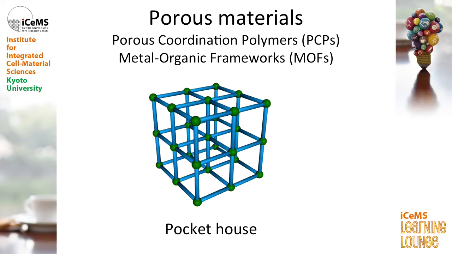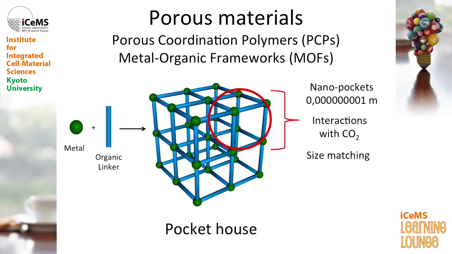And in the field of porous materials, there are very promising materials called porous coordination polymers or metal organic frameworks. These materials are composed of metal ions and organic linkers. If you combine these two components, you end up with a highly porous material, highly ordered in a three-dimensional structure. So I call it here a pocket house. And these pockets are very efficient for trapping carbon dioxide because they have nanometer size. So you can really confine carbon dioxide in a very efficient way in nano pockets. And in addition, you can functionalize these materials to make strong interactions with carbon dioxide.